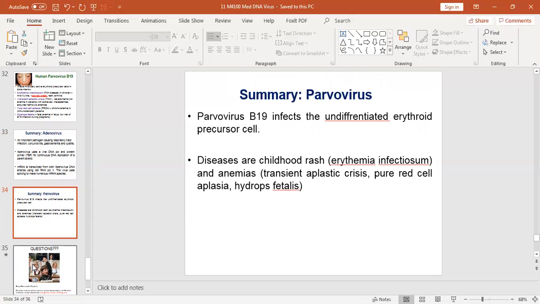Parvovirus B19 infects the undifferentiated erythroid precursor cells. These are the parents and grandparents of the red blood cells that are found in the red bone marrow. Diseases caused by parvovirus B19 infection are childhood rash, or erythema infectiosum, and different types of anemias: transient aplastic crisis, or TAC, pure red cell aplasia, PRCA, and hydrops fetalis.